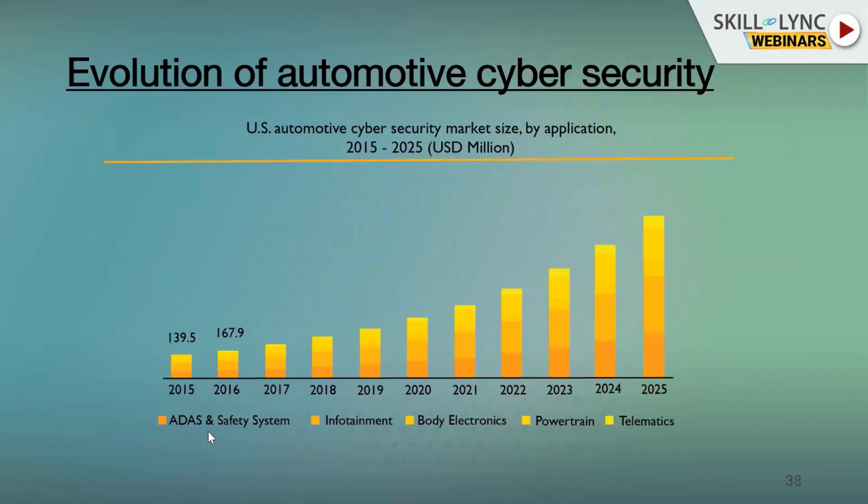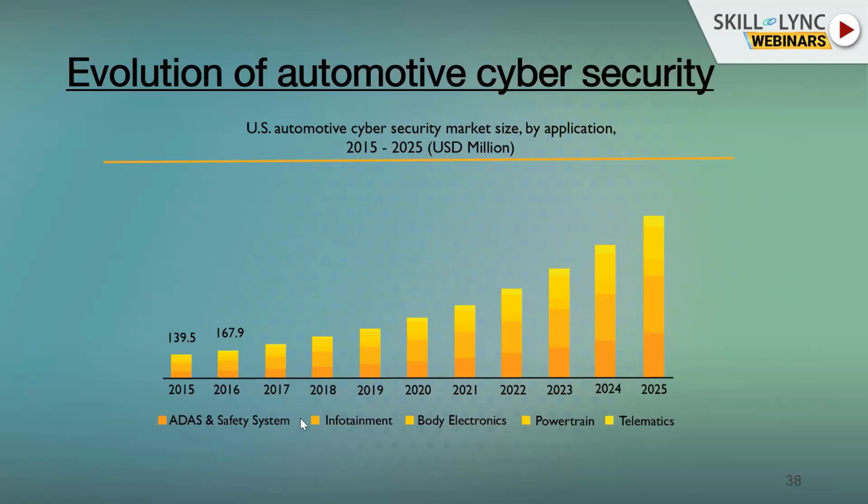These relate to functionalities like ADAS and system safety, infotainment, body electronics, powertrain and telematics. This is how the evolution is going on, and we are somewhere where ADAS is not that high. Basically infotainment, body electronics and powertrain take the major place. But as time grows, ADAS and infotainment will take the major place. Powertrain will remain somewhere, but ADAS and infotainment will be very cybersecurity sensitive.